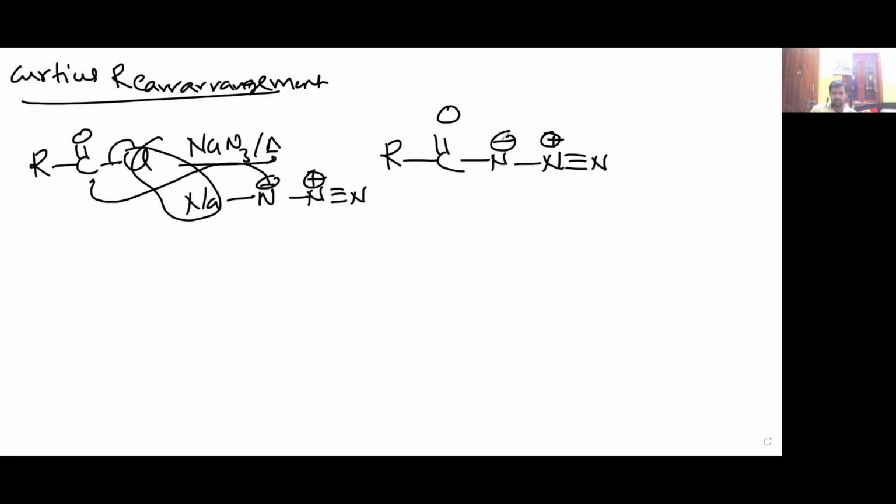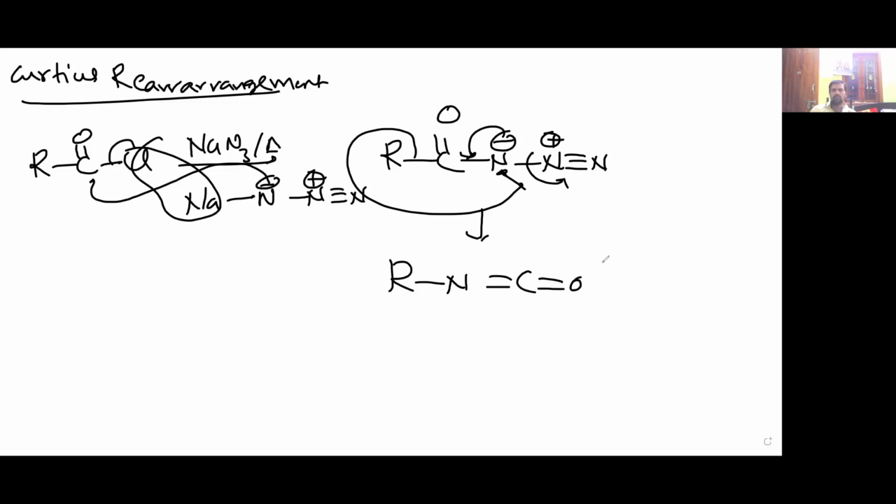Okay, so the negative charge is shifted. Then R is migrated to nitrogen. Then N2 is eliminated. This step we have already seen in the Schmidt reaction. Then R-N double bond C double bond O. So the byproduct is N2. Obviously, this undergoes hydrolysis.